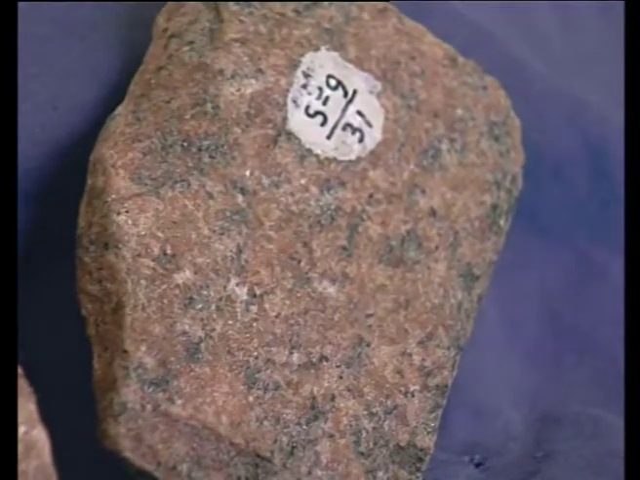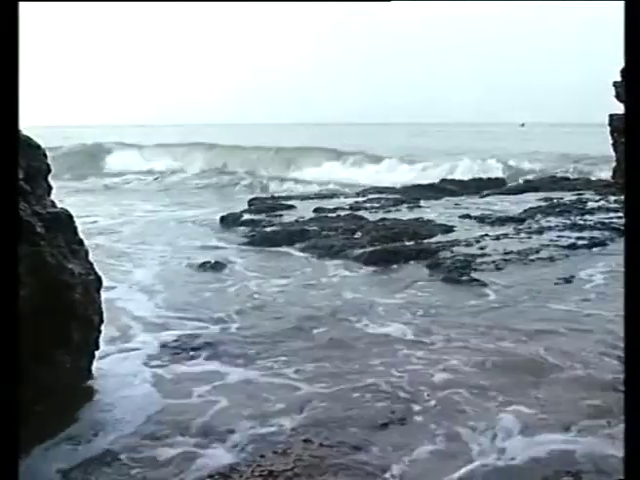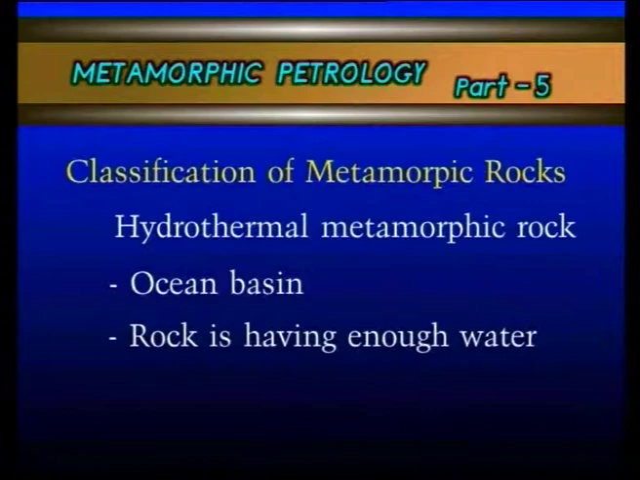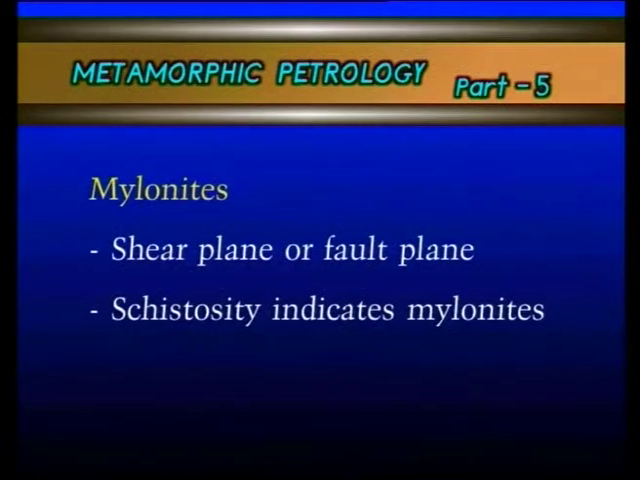Suppose we see hydrothermal metamorphism, normally it takes place in ocean basins or where the rock has enough water. Mylonites normally indicate a shear plane or fault plane. If we move through the country rock and there is any change in schistosity, that indicates mylonites, and that also indicates a shear plane or fault plane.